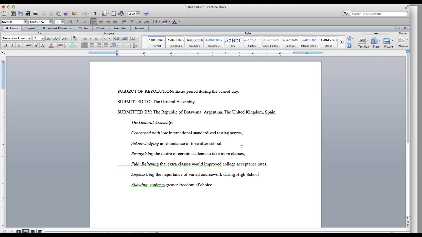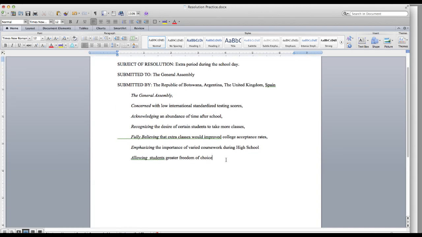So before I actually even get into suggesting that there should be an extra period during the day, I want to say why, what grounds this is based on, where I am coming from, and what kind of idea I have. Okay? The preambular phrases are always necessary. You can have as many as you want, but they are an equally important part of your resolution. After that, you would go into your operative clauses.